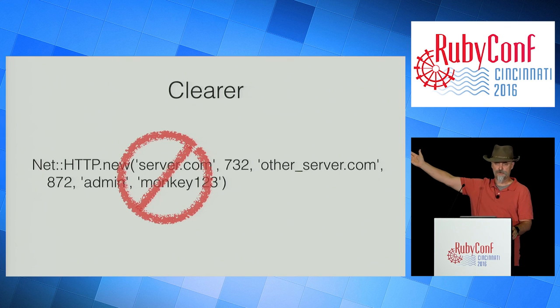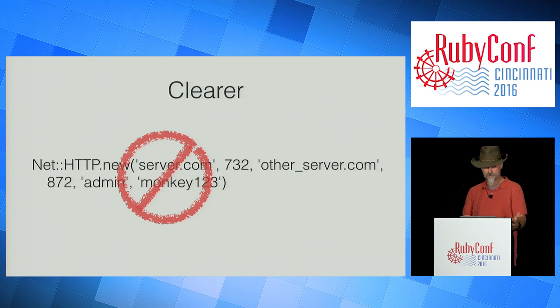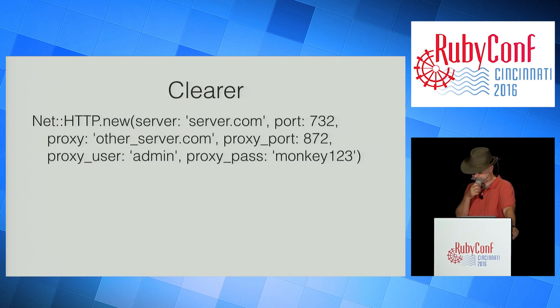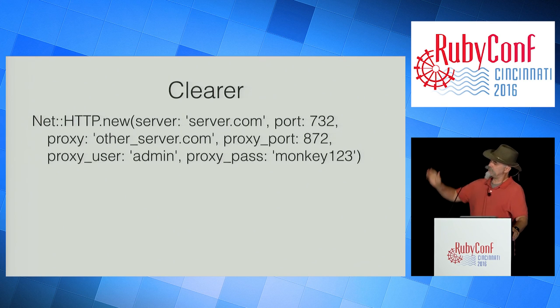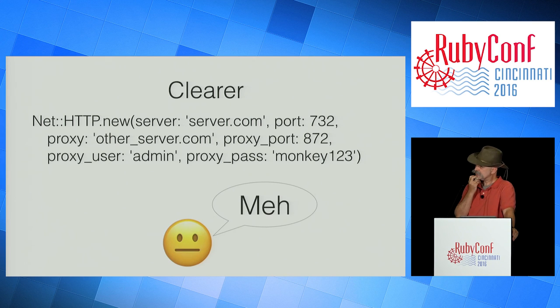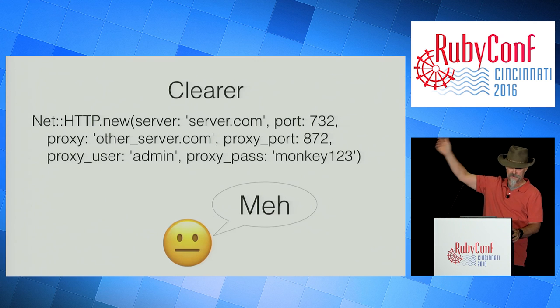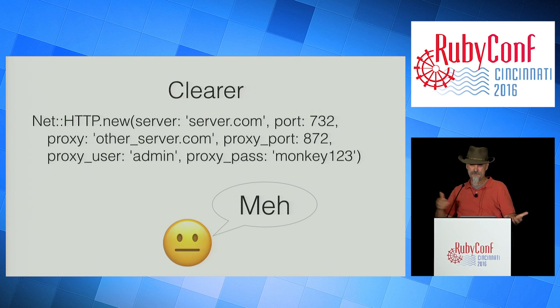We can do better now with keyword arguments. So let's imagine a different world in which the Ruby standard library was rewritten around keyword arguments and what this method call might look like. Now, you may have experimented with using keyword args and found yourself writing something like that and gone, it's sort of better, but there's just ASCII salad up here. You can't tell at a glance what's a keyword and what's an argument. It's sort of maybe a bit better, but not really.